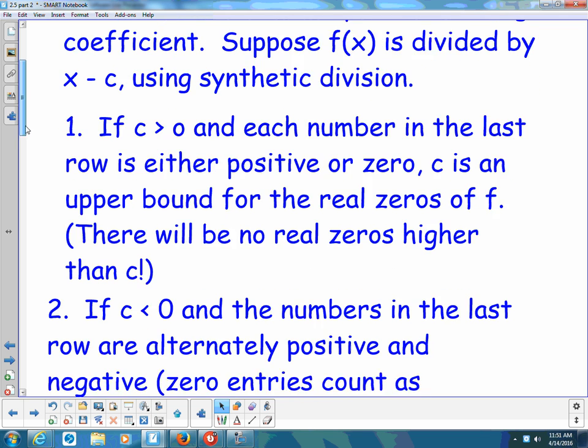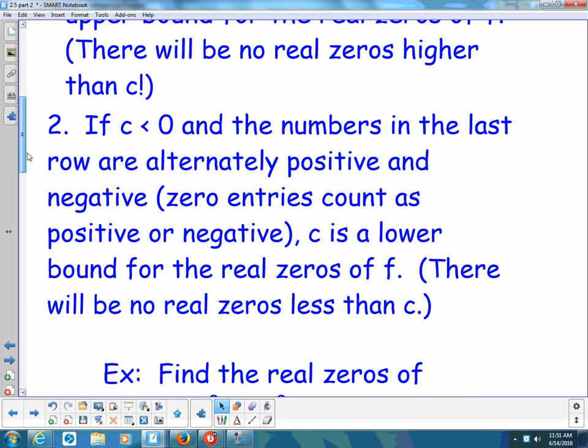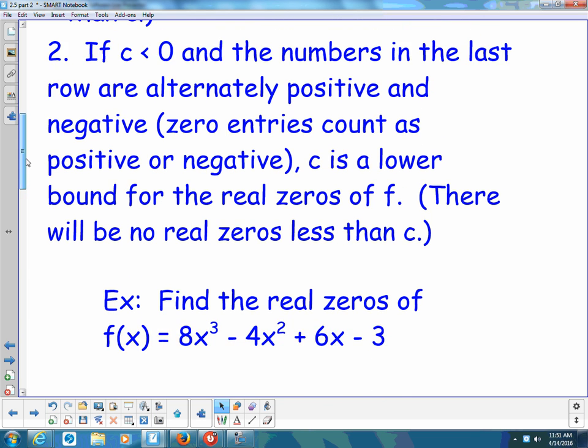All right. The second part is, what if your c value is less than 0? If c is less than 0 and the numbers in the last row are alternately positive and negative, and 0 entries can count as either positive or negative, then c is going to be a lower bound for the real zeros of the function. And that means there will be no real zeros to the left of c.